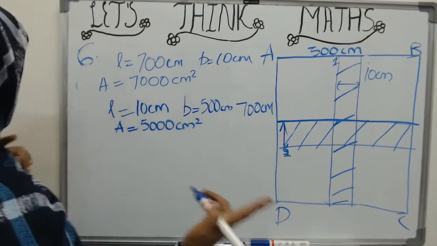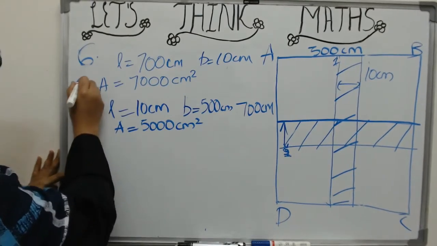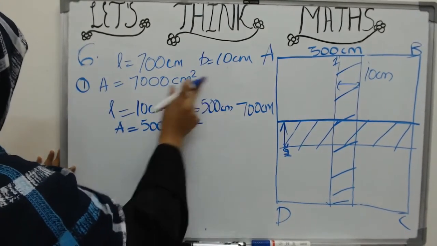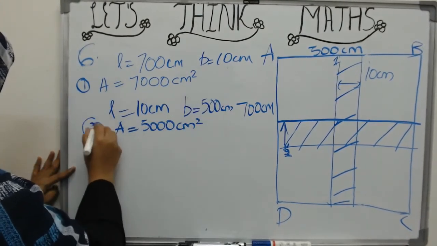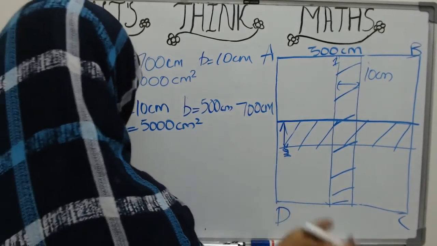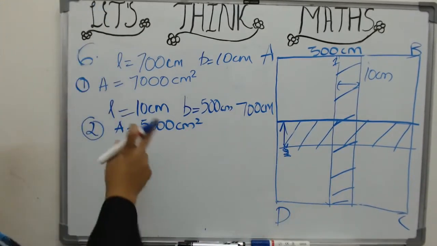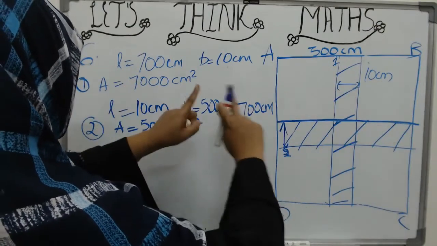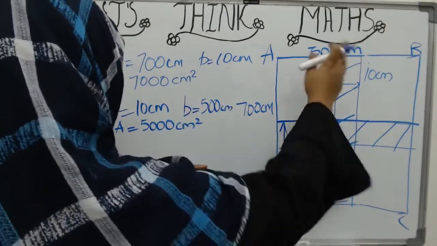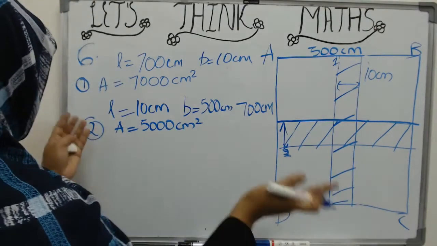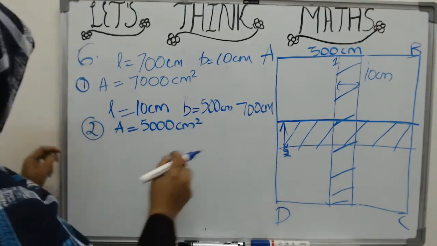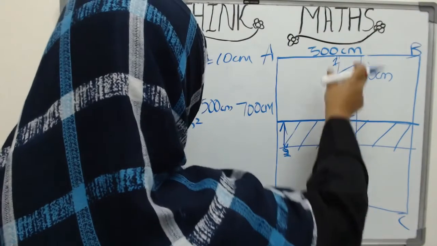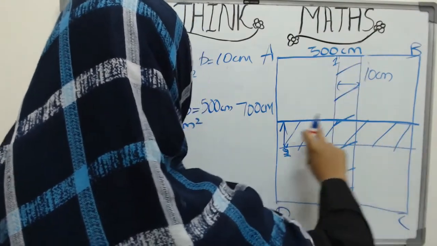So we have 2 roads. One road whose area is 7000 centimeter square, the second one is 5000. But then the individual area is not asked. We are asked to find their sum. Together, how much do they cover? Then you would think it is very easy. You would think you just have to add this and add this.